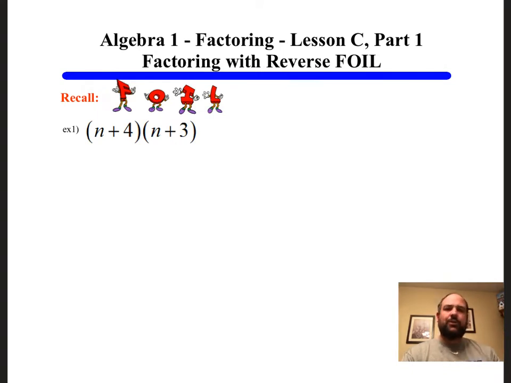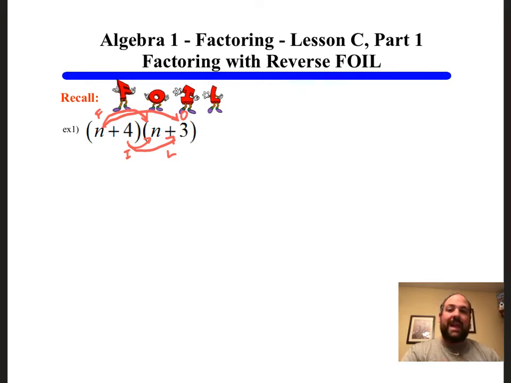So to refresh our memories, here we have an example where we're going to actually have to FOIL. We have m plus 4 times m plus 3. Remember, FOIL stands for the acronym of all the multiplications. We have the first, the outside, the inside, and the last multiplications.